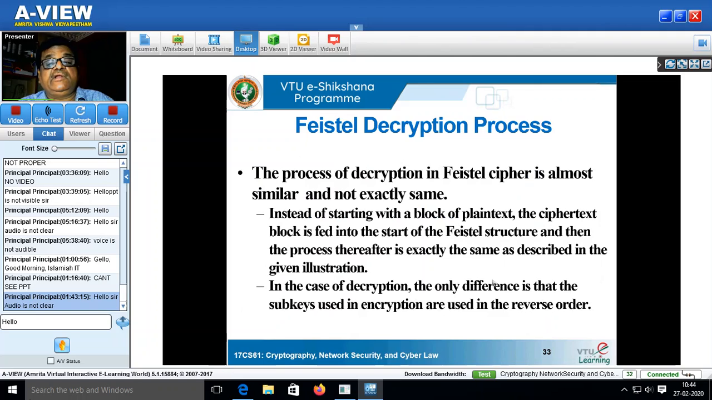The process of decryption in a Feistel cipher is almost similar, though not exactly the same. Instead of starting with a block of plain text, the ciphertext block is fed into the start of the Feistel structure, and then the process thereafter is exactly the same as described in the given illustration. Only the output of the encryption is used as input for decryption, and everything else is the same.